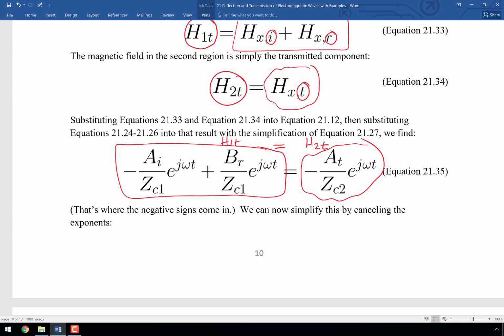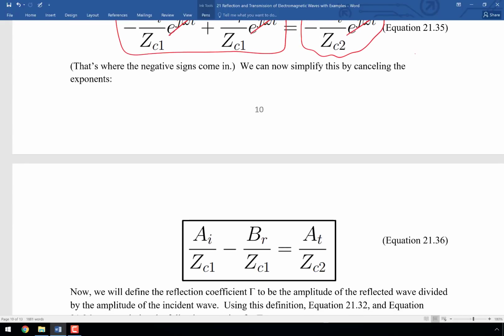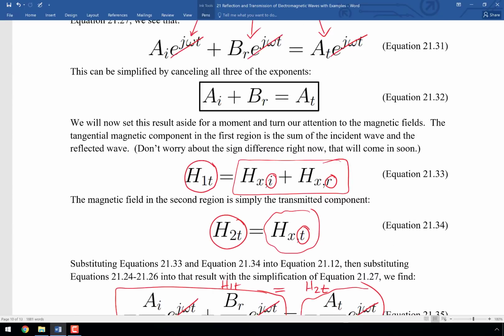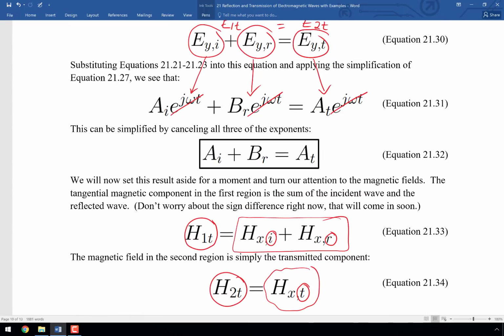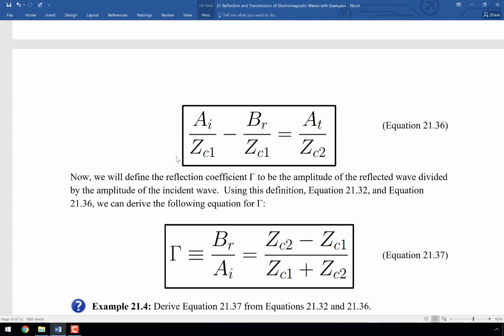Once again, we can cancel out the e to the j omega t's, and we're left with an equation that relates the magnitudes of the fields, but now there's these characteristic impedances mixed in because it's magnetic fields. So that's the other equation. So I've got the equation up here, which I derived from electric fields. So that's equation 21.32. That one deserves some extra special attention. And then we have equation 21.36, also deserves extra special attention.